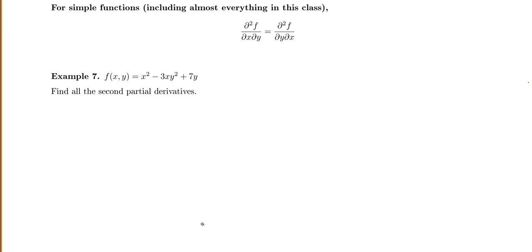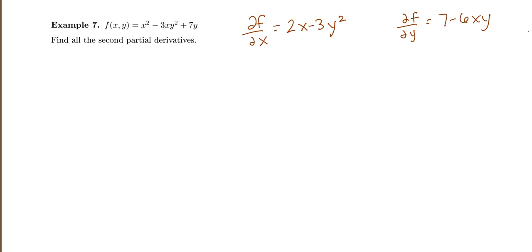So to start, let's write down what my first derivatives were. Let me scroll back up so I don't have to do it again in my head. So these are just our first partial derivatives we found when we did the previous example in this video. Okay, so these are our first derivatives. Now let's find our second derivatives.